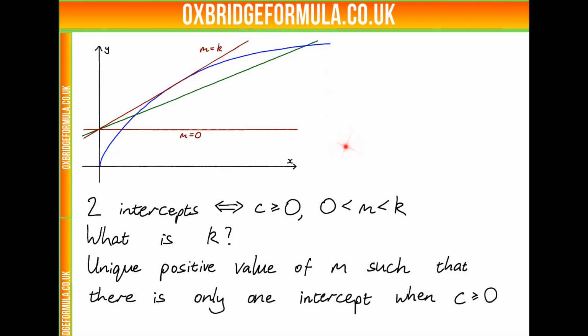So we can describe it as being the positive value of m, because we need the gradient of this line to be positive, such that there is only 1 intercept between the 2 curves when c is greater than or equal to 0. But how can we write this mathematically?